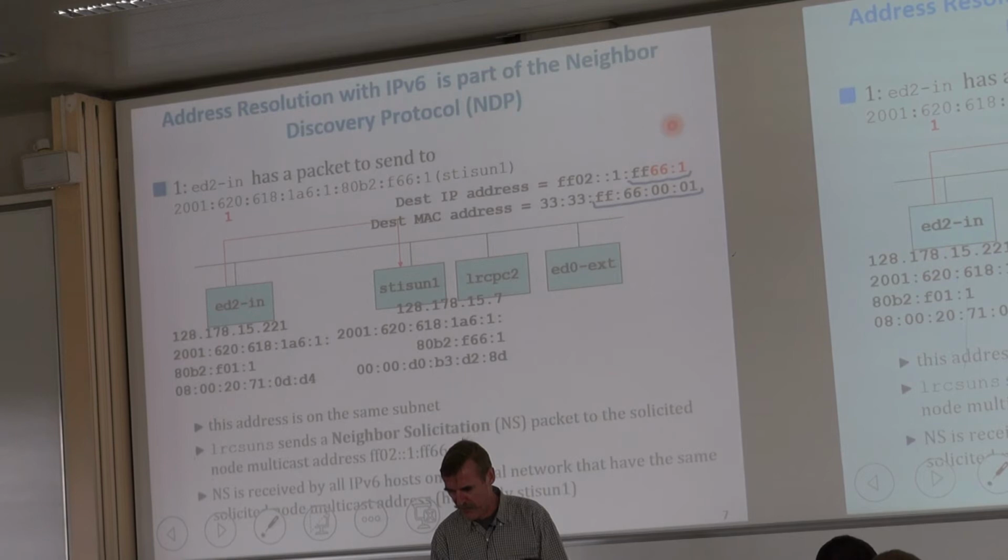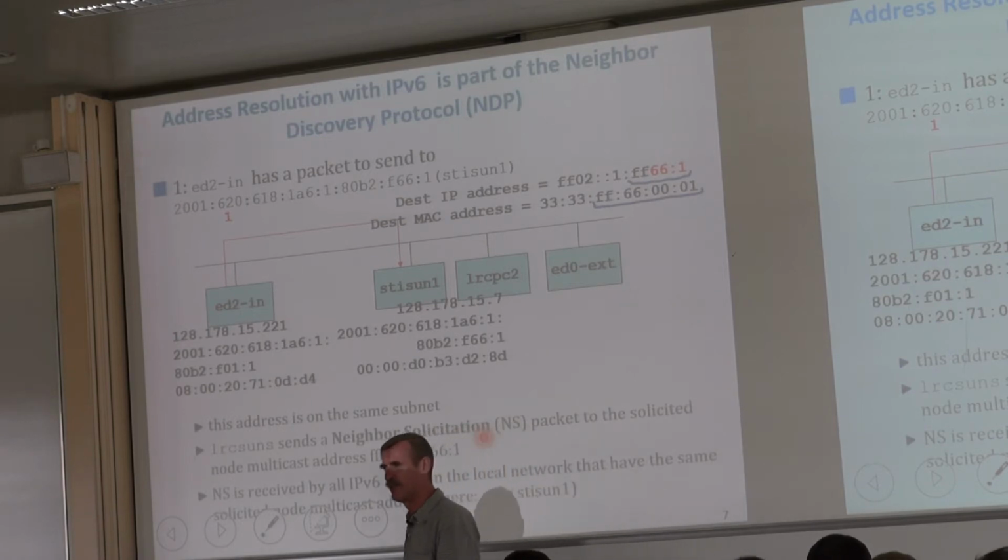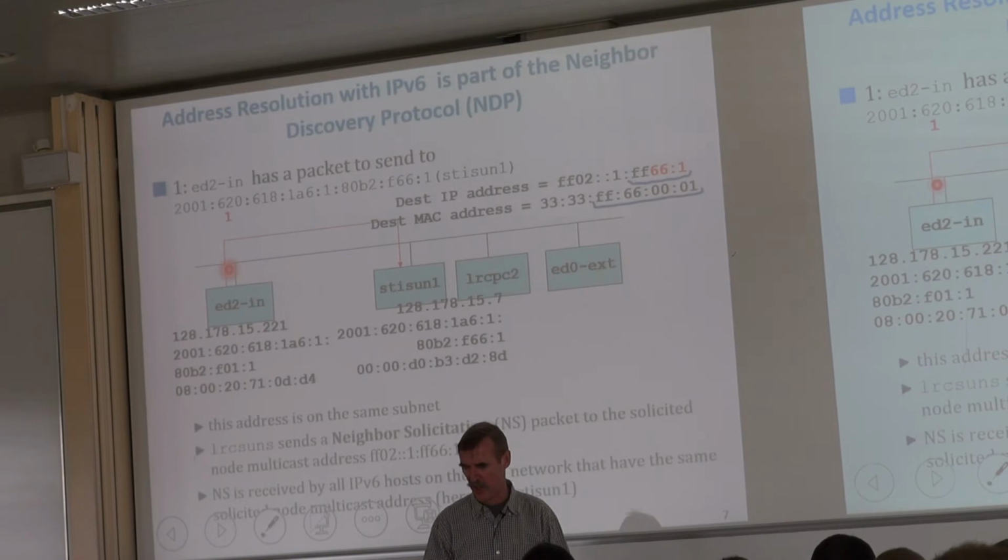So the multicast address of interest is what is called the solicited node multicast address. It's the same exercise as before. This machine wants to know who has this IP address, the one that's here.